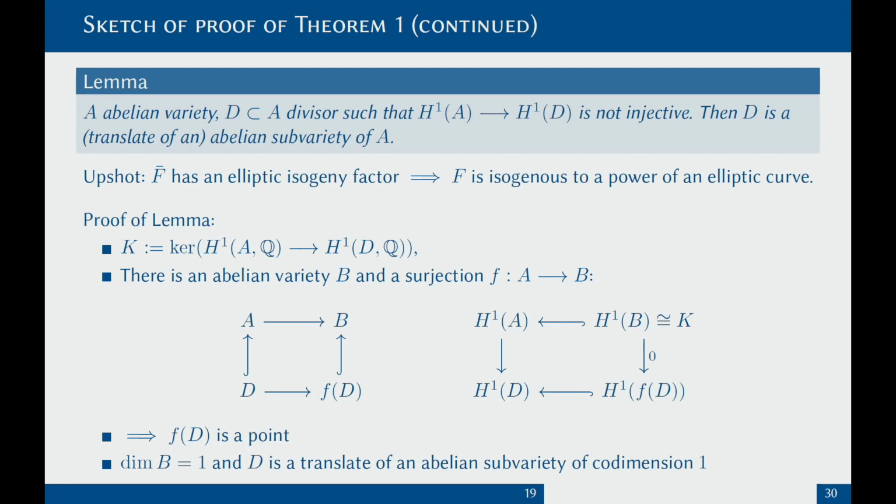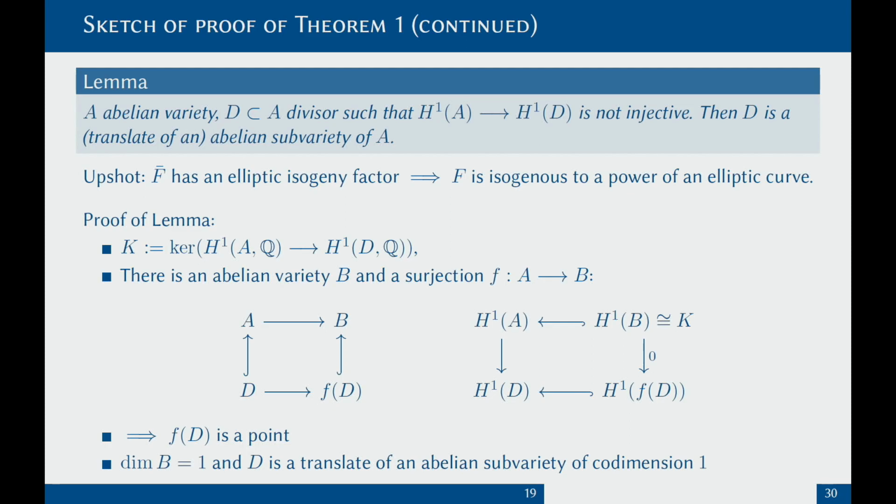So automatically what we get in this way is that, remember, this F bar, which is isogenous to F, contains an abelian subvariety of codimension 1, so it has an elliptic factor. So since F bar has an elliptic factor, F also has an elliptic factor because they're isogenous to one another. But F is isogenous to a power of a simple abelian variety. So if it's isogenous to a power of a simple abelian variety and you can find an elliptic curve in it, it has to be isogenous to the power of that elliptic curve precisely. So in this way, you're able to say that F is isogenous to a power of an elliptic curve.